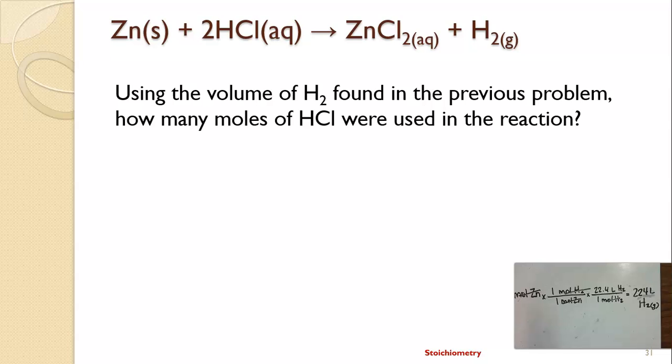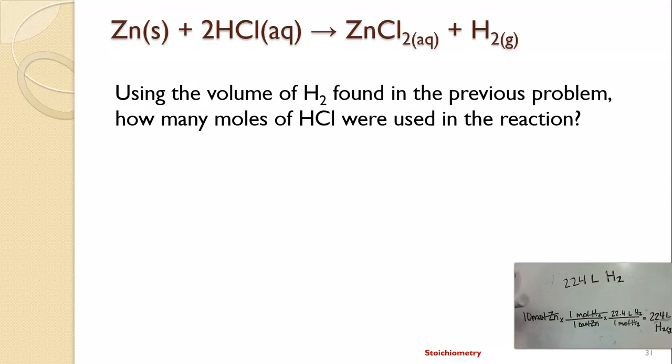Okay, using the volume of hydrogen in the previous problem, which we still have, 224, we'll write it at the top so we don't forget it. 224 liters of hydrogen. Okay, I wrote it up there. You just can't see it. There we go. Using the volume of hydrogen we found in the previous problem, how many moles of hydrochloric acid were used in the reaction? Okay, well, we're going to start with that as our given. I'm tired of writing in that color. Let's see if we can see the orange. I really want to use the orange. 224 liters of H2. And I'm going to convert from liters of H2 to moles of hydrochloric acid.